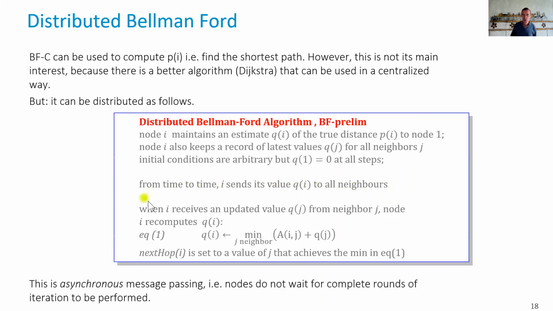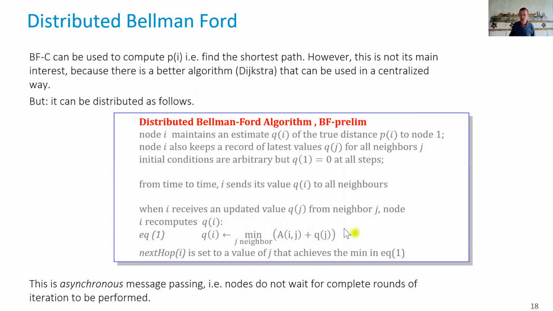And once in a while, I will receive from neighbor J an update. And then I will compare what I had, my best estimate, to what I can do if I use this update. If I go via neighbor J, the cost that I will have is the cost of going to J plus the cost from J to the final destination.